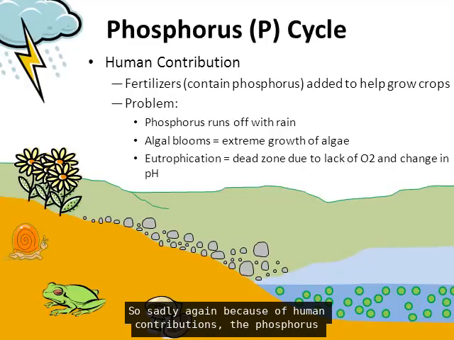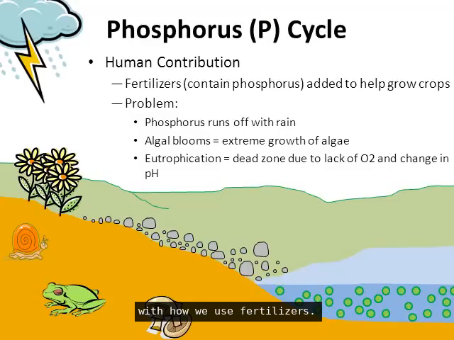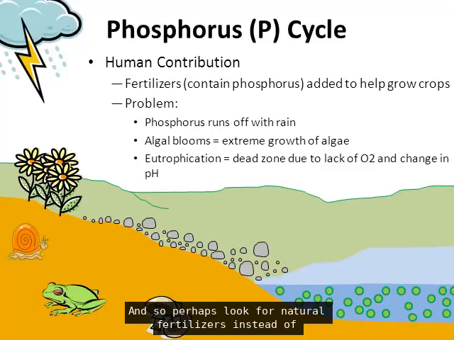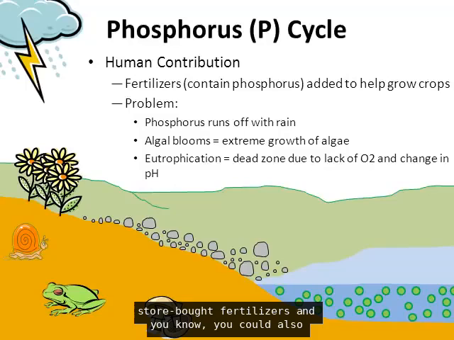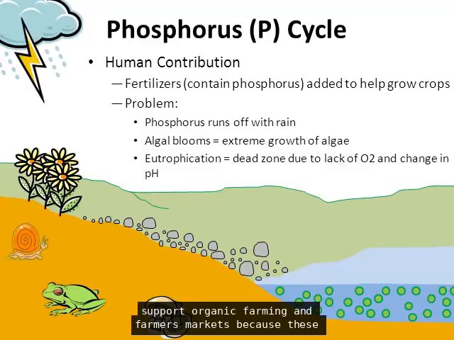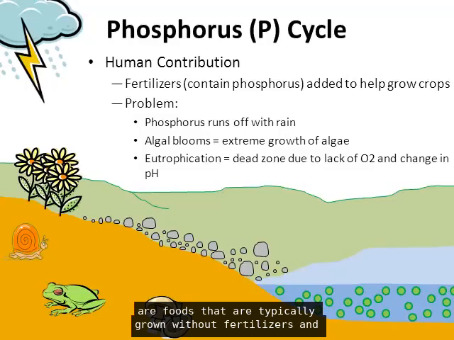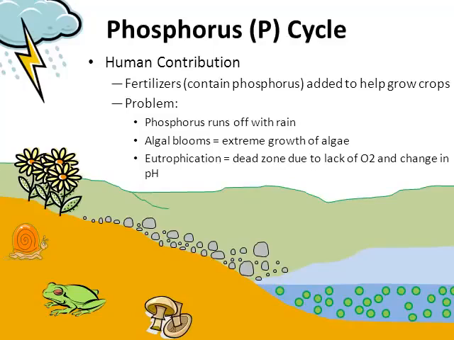So sadly, again, because of human contributions, the phosphorus cycle is out of balance, and we hope that we can be responsible with how we use fertilizers. And so perhaps look for natural fertilizers instead of store-bought fertilizers. And you could also support organic farming and farmers markets, because these are foods that are typically grown without fertilizers and also pesticides. Moving on to the next cycle.